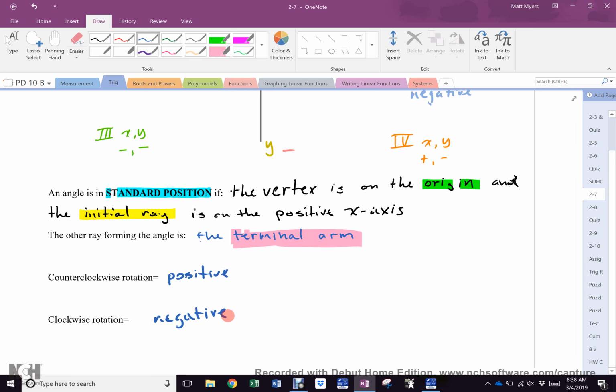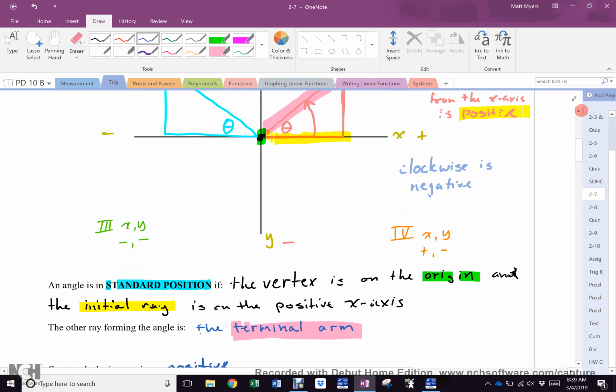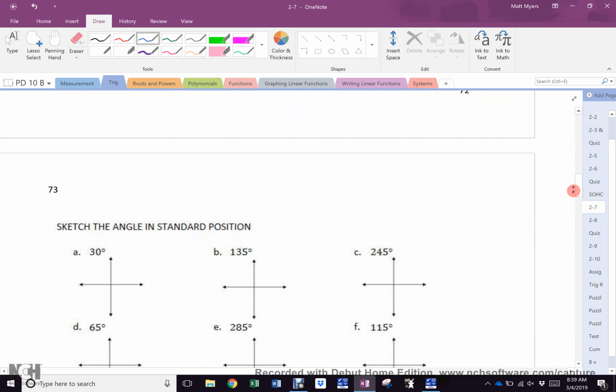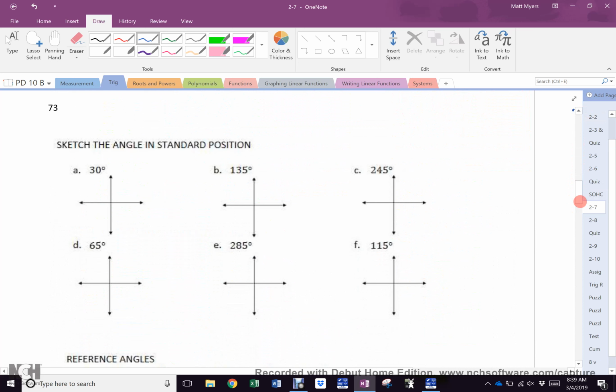Yeah? Okay. That's where we're going to stop for now. Turn the page over. You don't have a protractor, so you are going to sketch the following angles. All right?